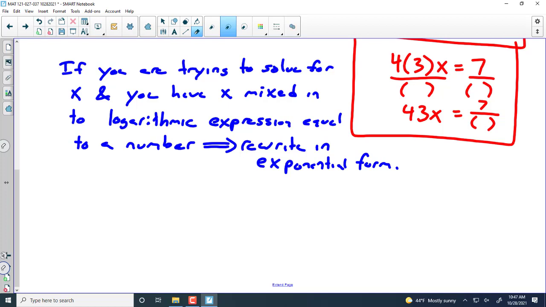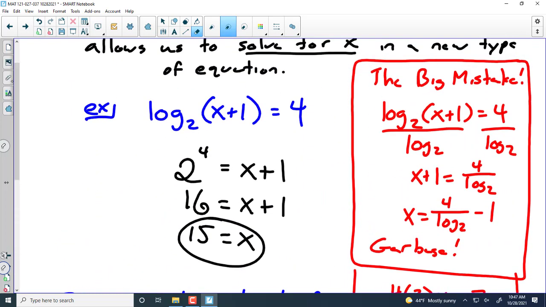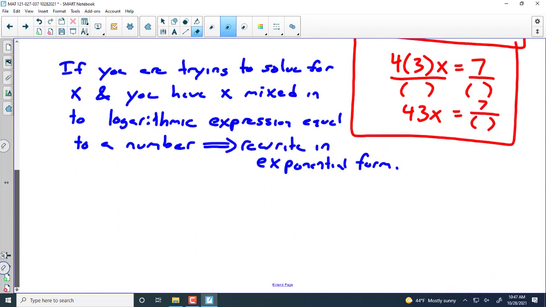Now that's very wordy, everyone, but that's exactly what we just did. If you're trying to solve for x, and you have x mixed into a logarithmic expression equal to a number, rewrite it in exponential form. That's exactly what we just saw. We're trying to solve for x. We had x mixed into a logarithmic expression equal to a number. And how do you solve that? You rewrite in exponential form. That is the way to do it. Otherwise, you lose.